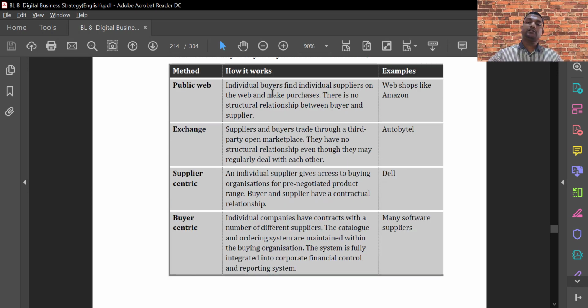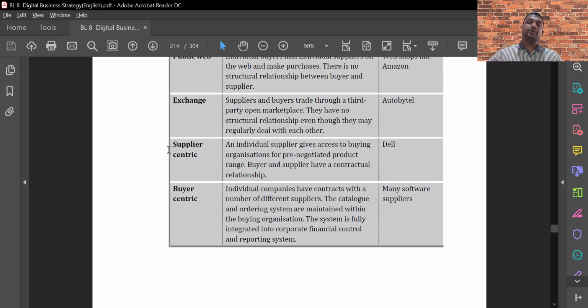Public web method is to find individual suppliers on the web marketplace, and there's no relationship between the suppliers and the buyer. You can openly find suppliers for what you want to buy. Exchange means suppliers and buyers trade through a third party open marketplace. So this marketplace is a dedicated third party marketplace, but again they are dealing with each other, but there's no relationship between the supplier and the buyer, right? It's not public, but it's a third party marketplace.